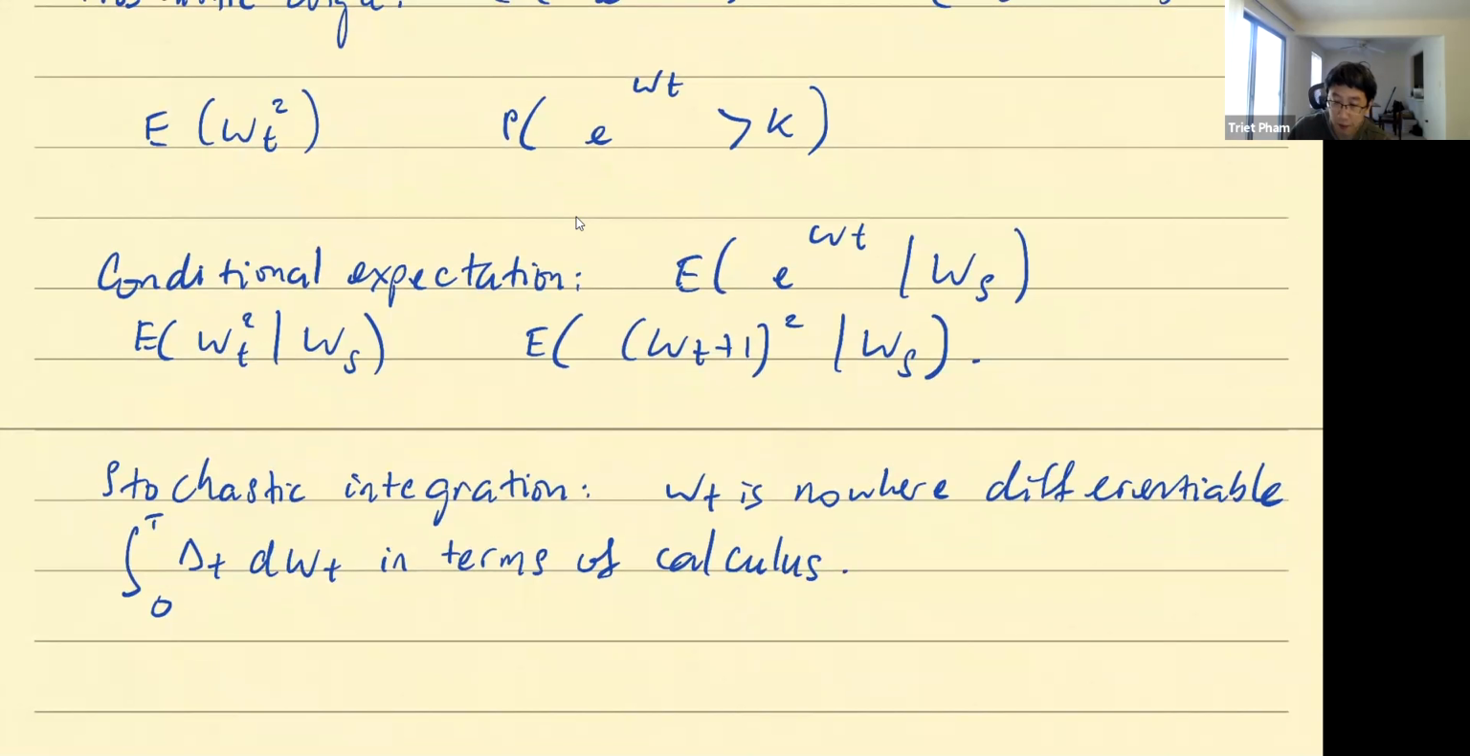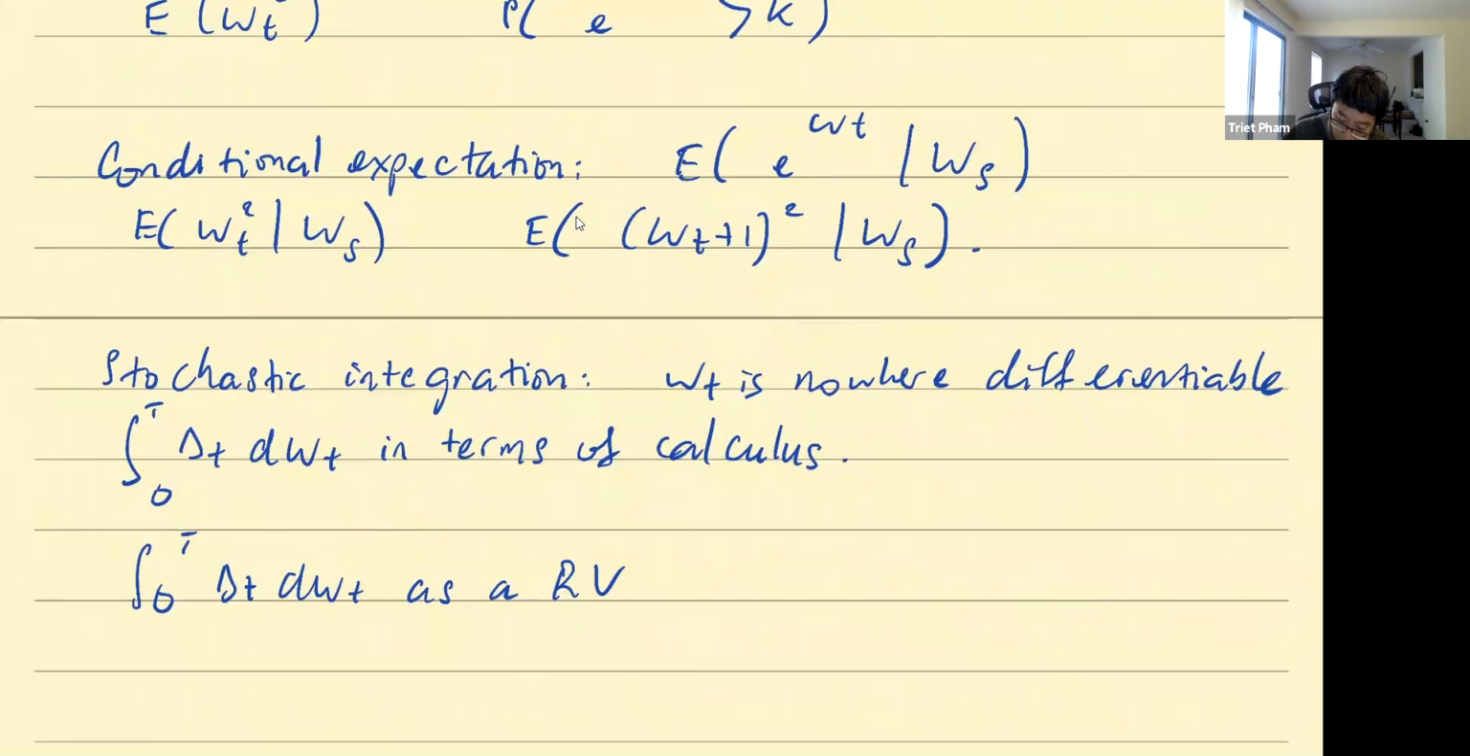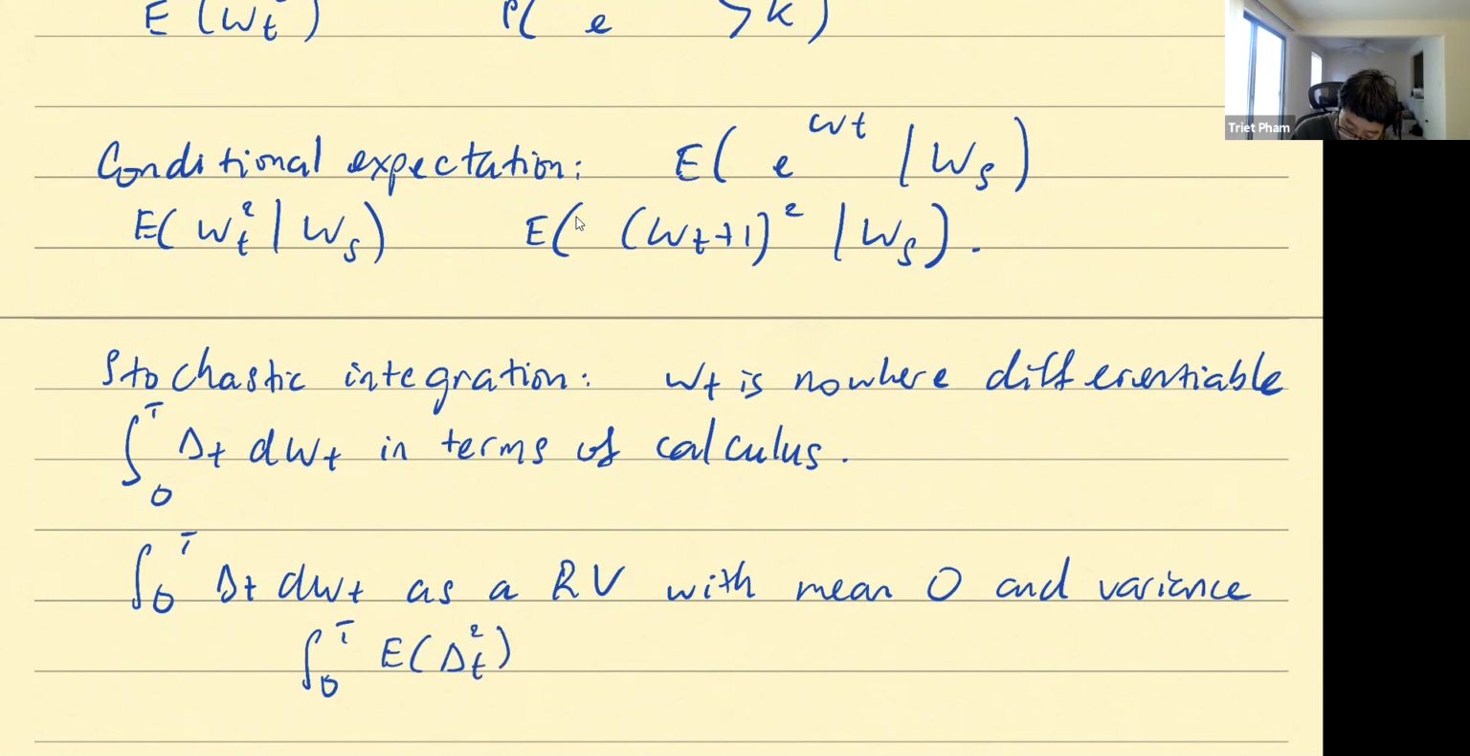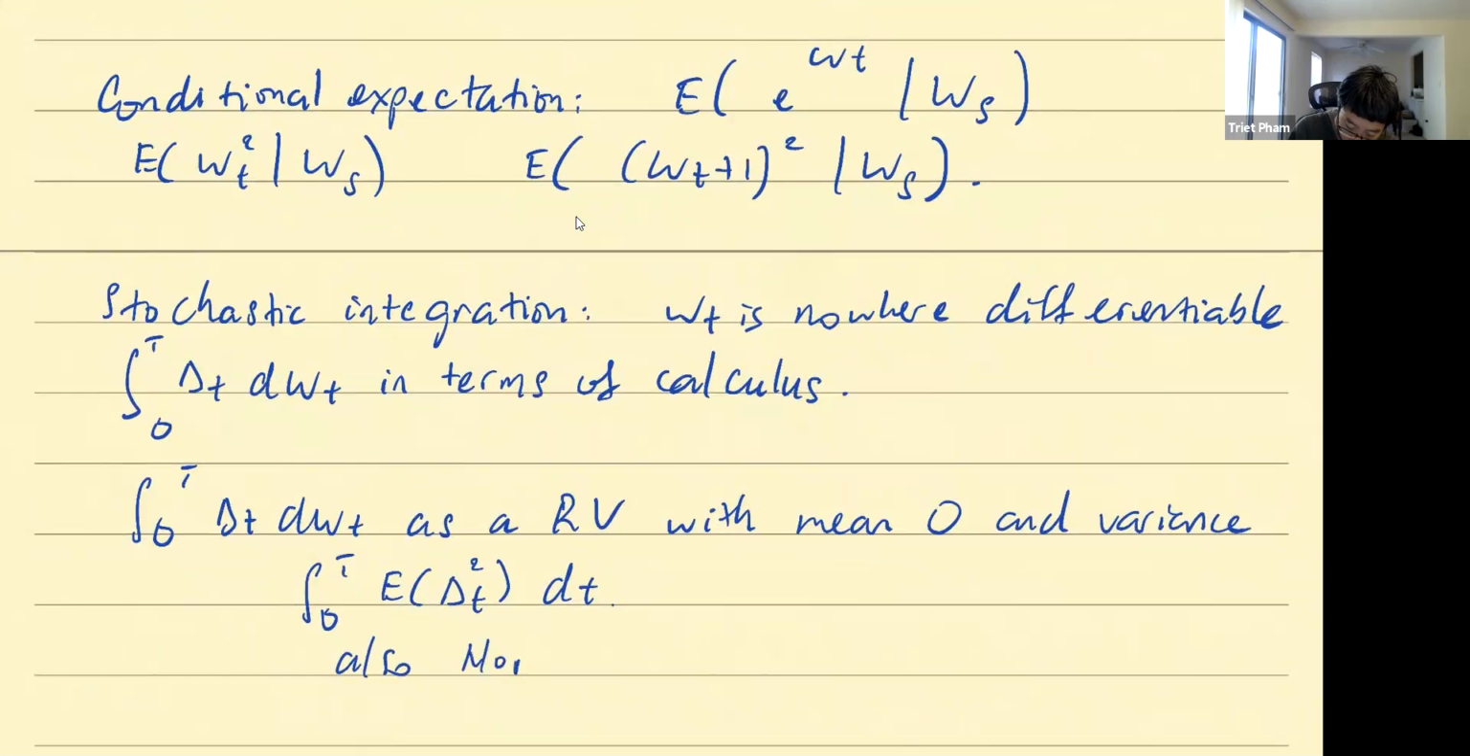And by the way, from the probabilistic point of view, this guy as a random variable, meaning you fix a time and you look at this guy as a random variable, has expectation 0 and variance, and it can also be normal when delta t is deterministic. Here I use the notation delta, but it can be anything. Delta is just an integrand that represents the number of shares, for example, that we hold in our portfolio at any time.